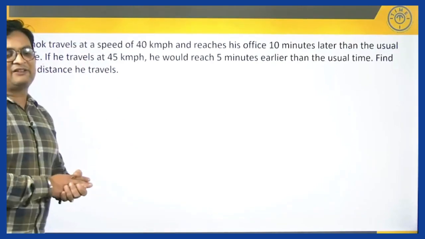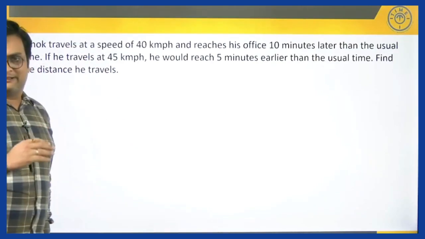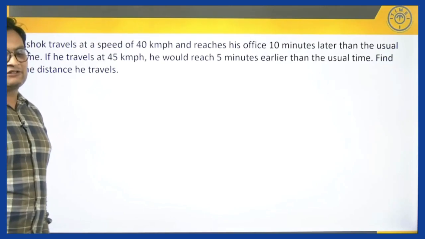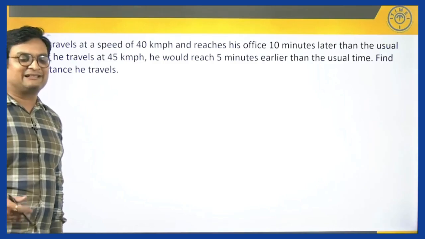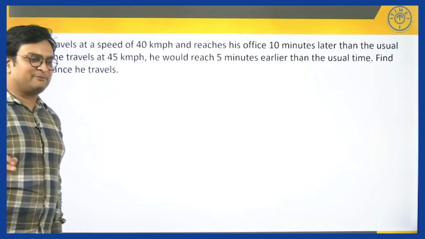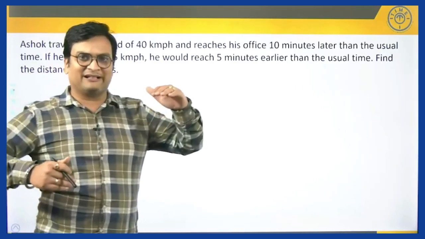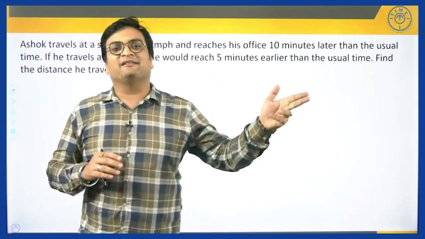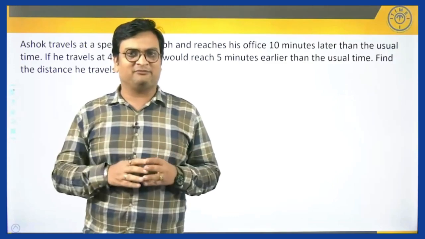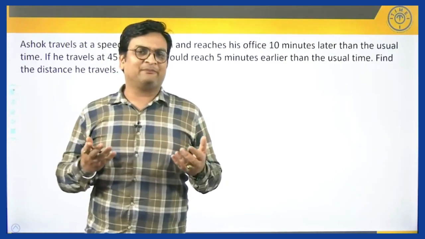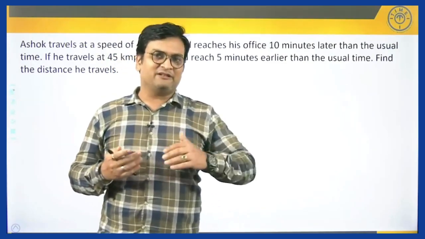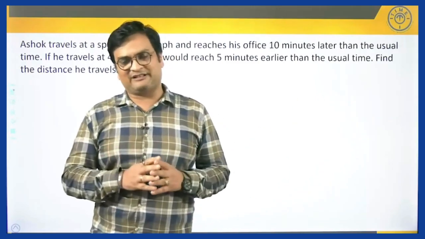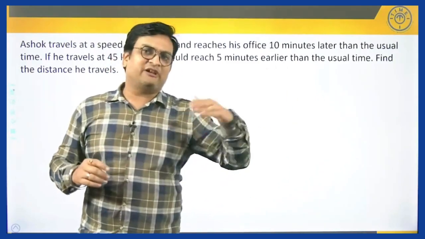So, the question says Ashok travels at a speed of 40 kmph and reaches his office 10 minutes later than the usual time. So, that means if Ashok was supposed to reach at 9 am, if he travels at 40 kmph, he will reach at 9:10, 10 minutes late than the usual time. So, usual time means the time at which he was supposed to come to office, right. So, 9 am is the time. So, he will reach at 9:10.